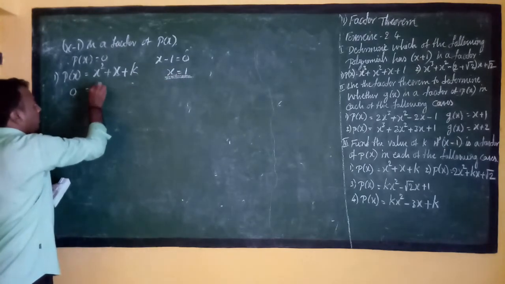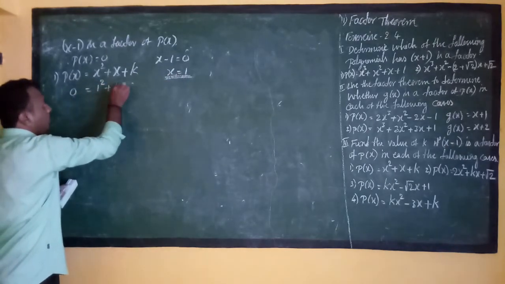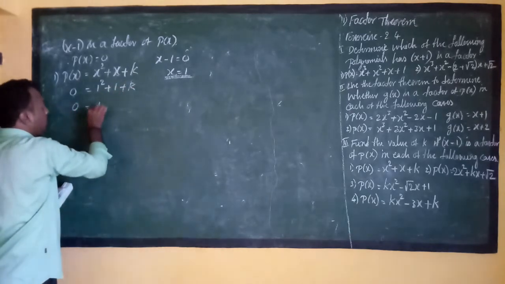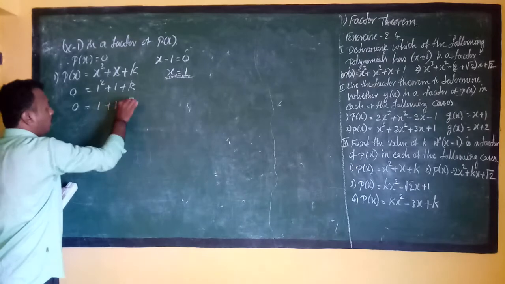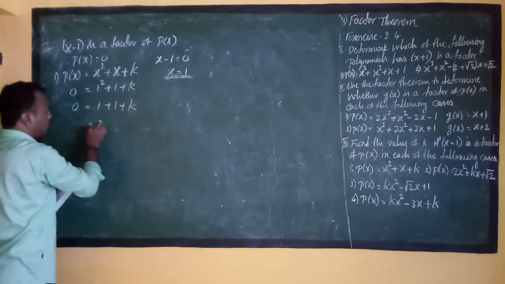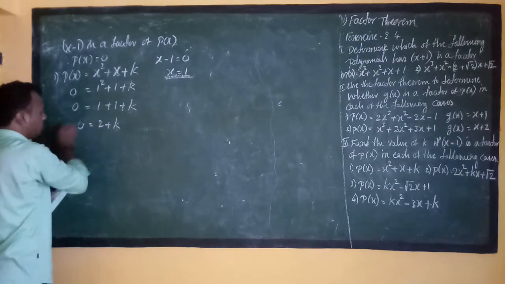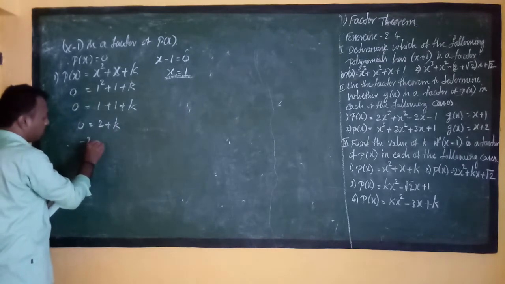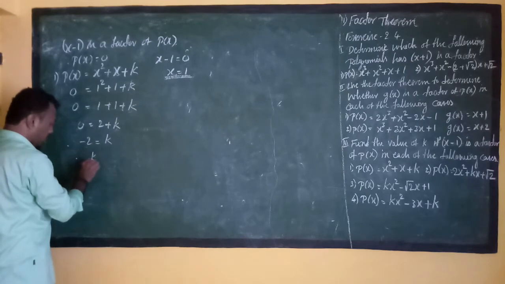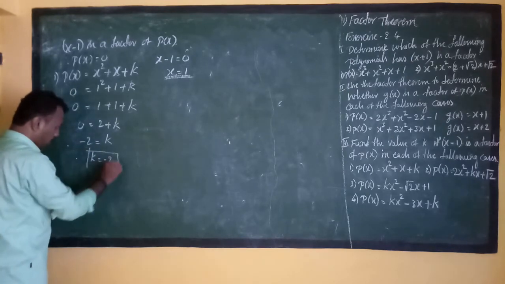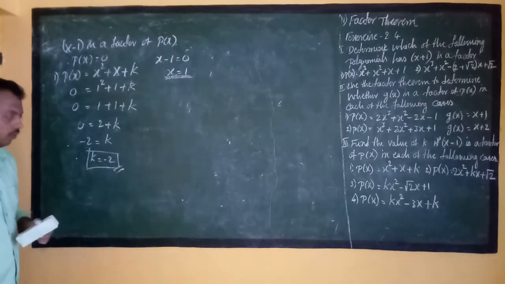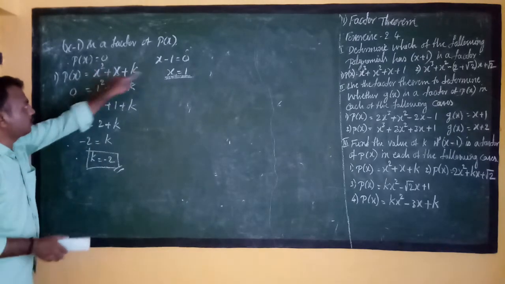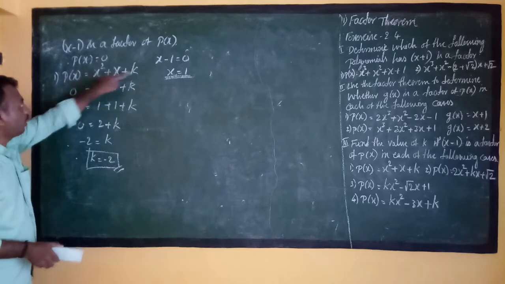Therefore 1 square plus 1 plus k. 0 is equal to 1 square, which is 1, plus 1 plus k. 1 plus 1 is 2, so 2 plus k is equal to 0. So plus 2 moving over becomes minus 2, equal to k. Therefore k is equal to minus 2. Okay students, this k value you have to substitute here along with the x value, and that value becomes 0.